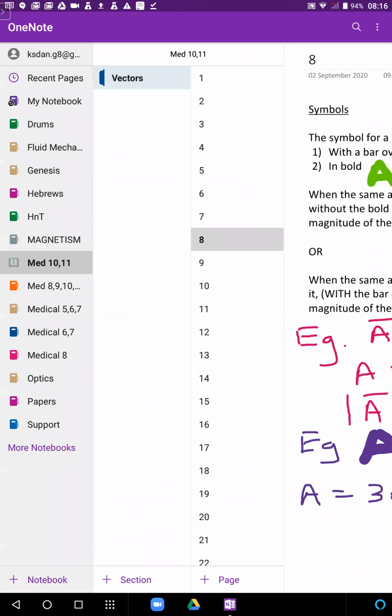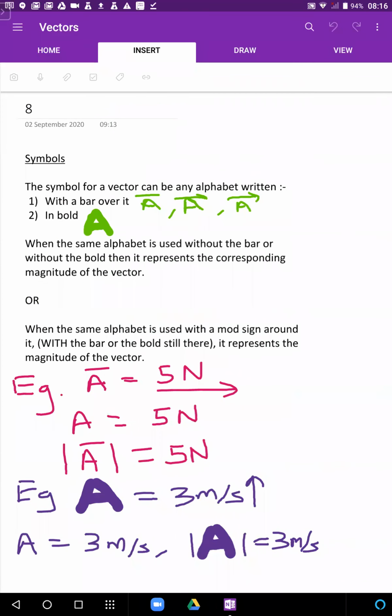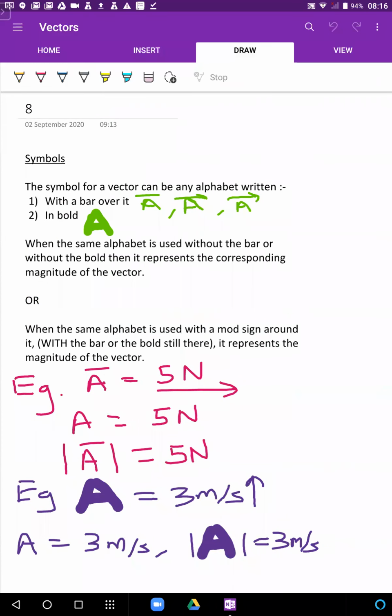No, so let me show the symbols once. I can understand what you've asked. So symbols, we represent vectors by any alphabet, X, Y, Z, Greek alphabet is also fine, theta and so on. Okay, we represent them by any alphabet.